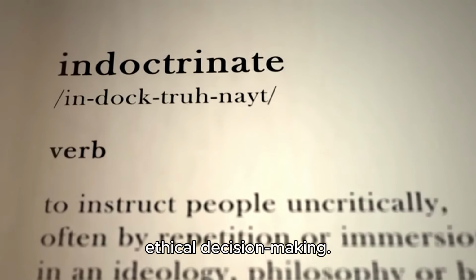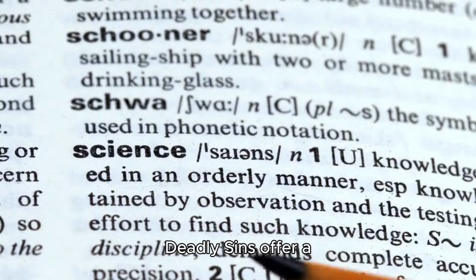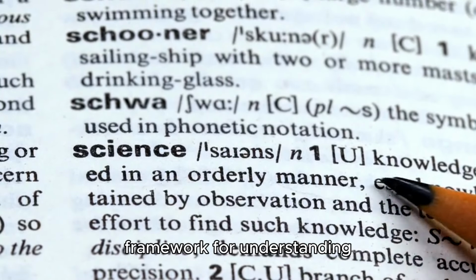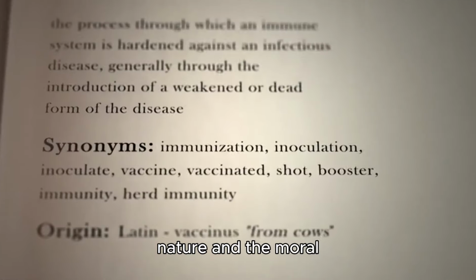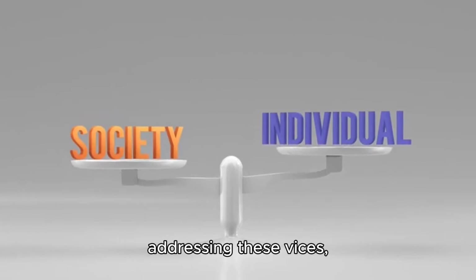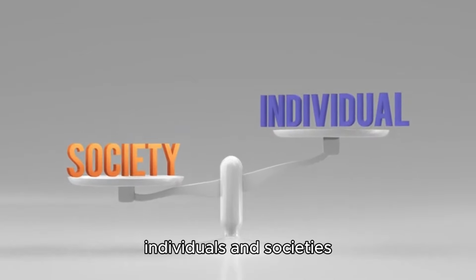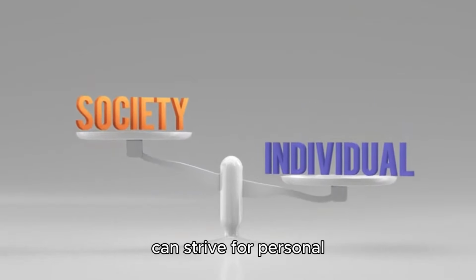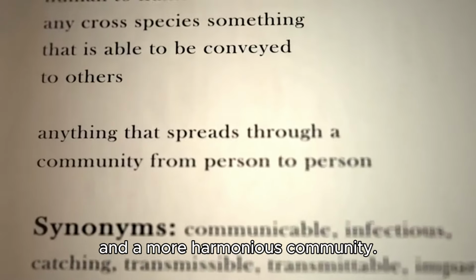ethical decision-making. In essence, the seven deadly sins offer a framework for understanding the darker aspects of human nature and the moral challenges individuals face. By recognizing and addressing these vices, individuals and societies can strive for personal growth, ethical behavior, and a more harmonious community.